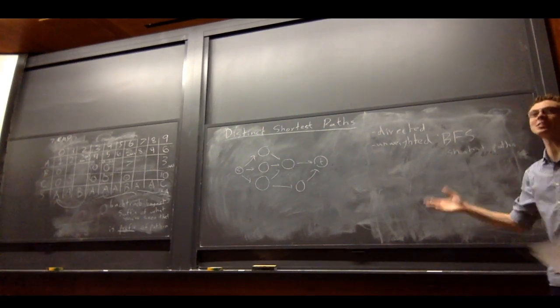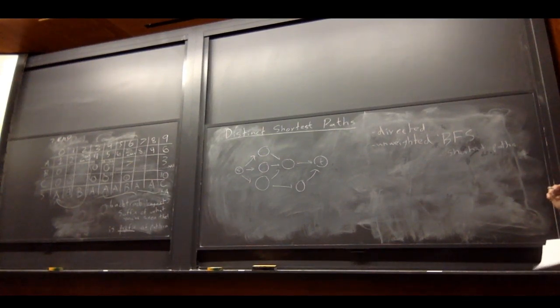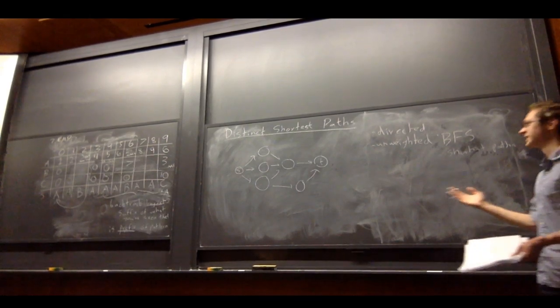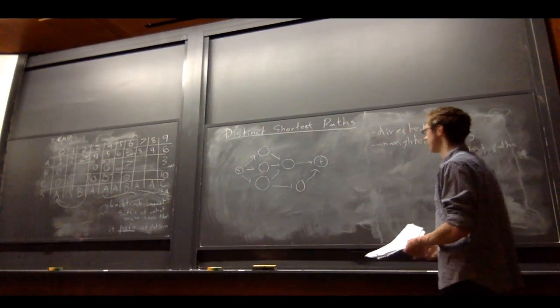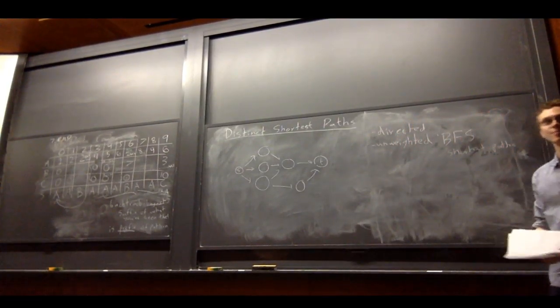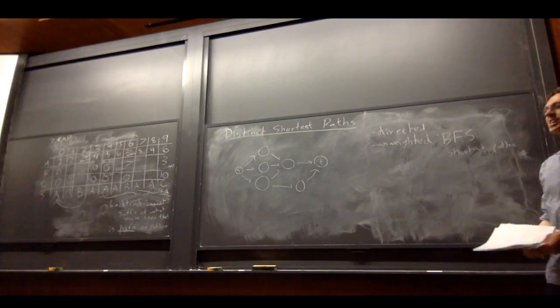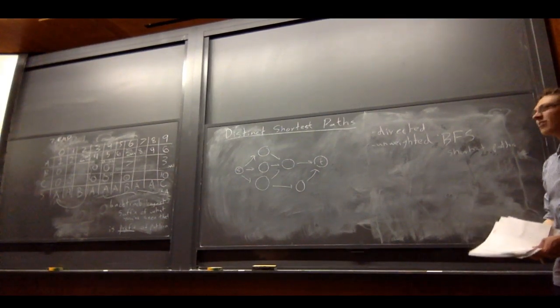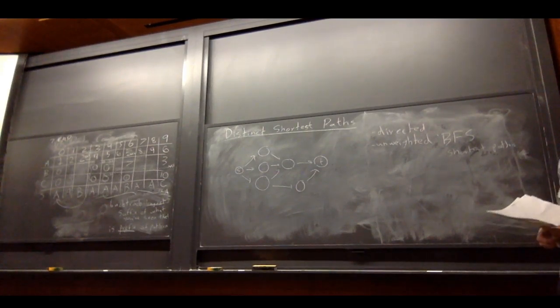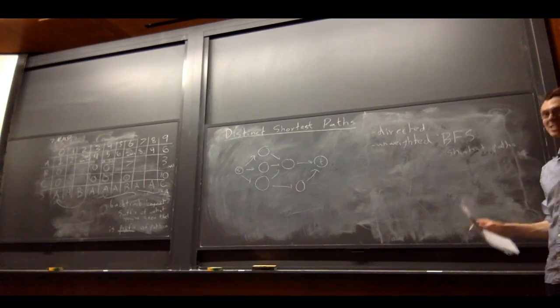Okay, so BFS might be a good place to start. Normally with BFS, it just gives us the distance and one shortest path to a node. But now we need to find all shortest paths. So what do we need to add or modify about BFS in order to help us find not just one path, but all the paths, how many there are? We don't need to find what the paths are, just how many.